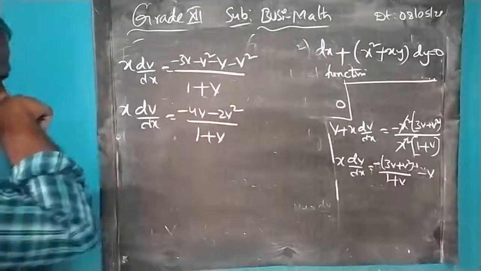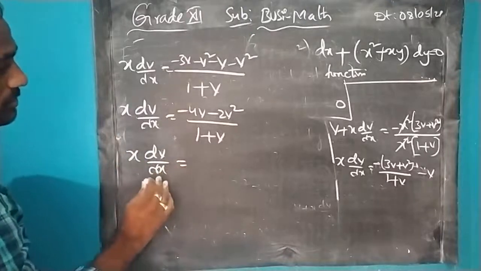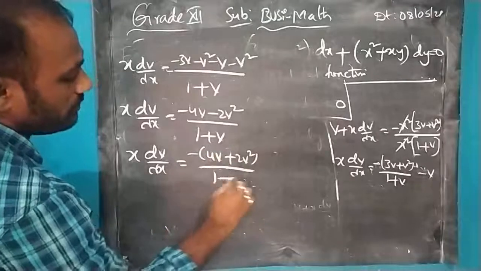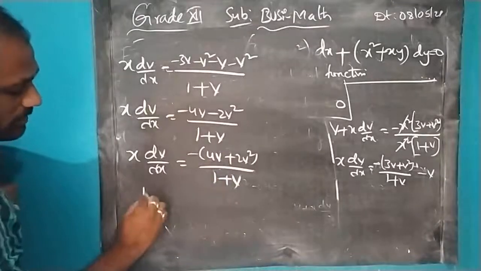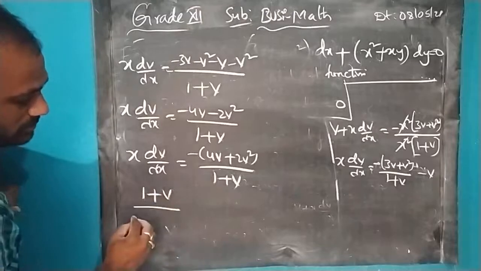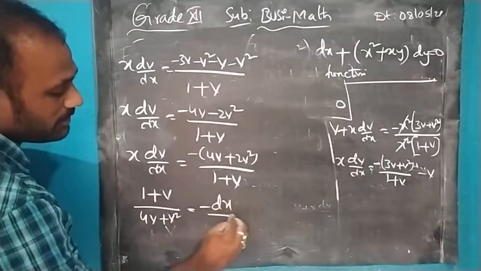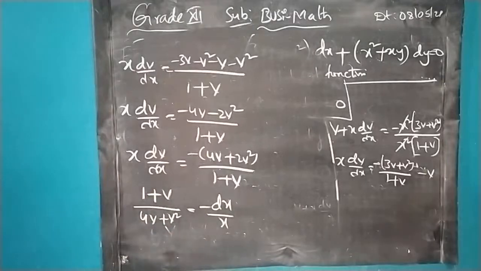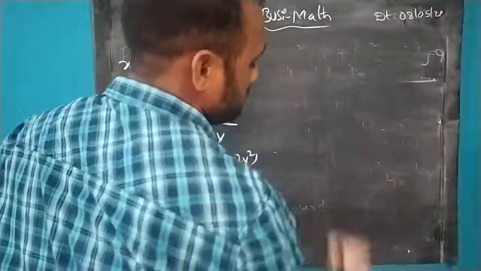So minus I can take common in the numerator. So it will become x dv by dx is equal to minus, it will become (4v plus 2v square) divided by 1 plus v. Okay, now variables on one side, it will become (1 plus v) divided by (4v plus 2v square) is equal to minus dx by x. I am not transposing the symbol, it will be on the other side. Now I got it as variable separable method. Now after getting variable separable form, I have to perform integration on both sides.